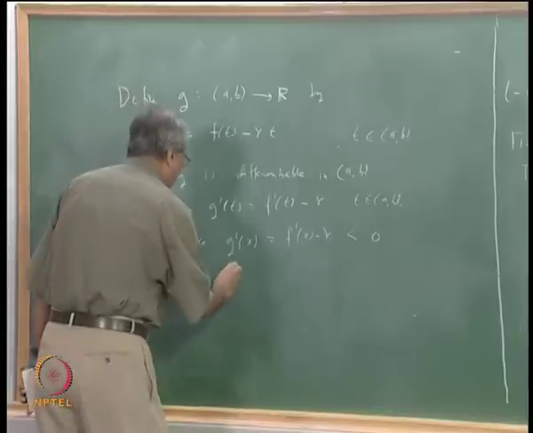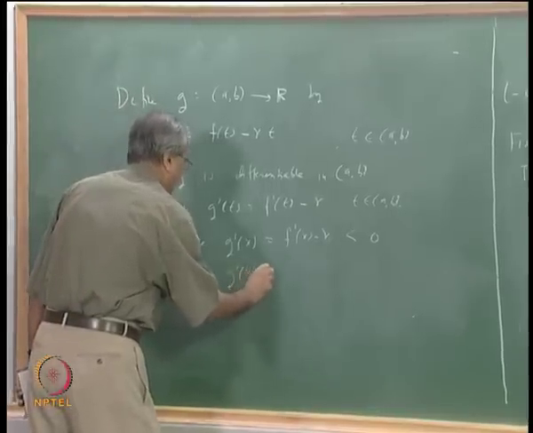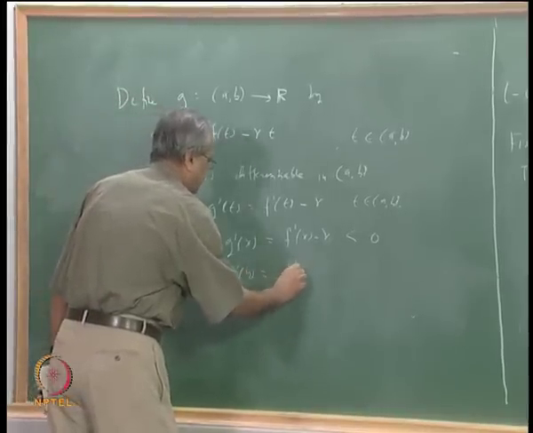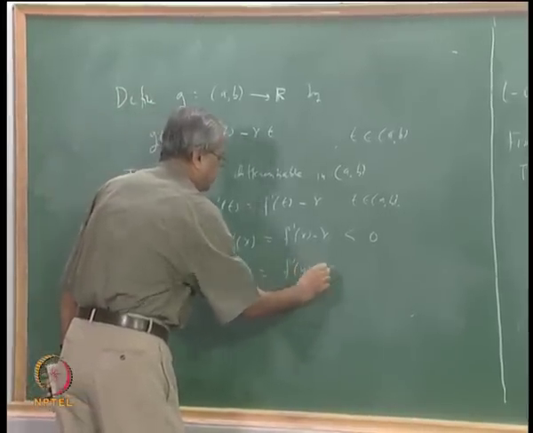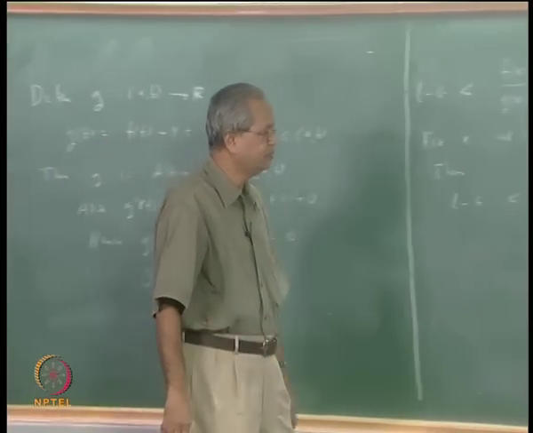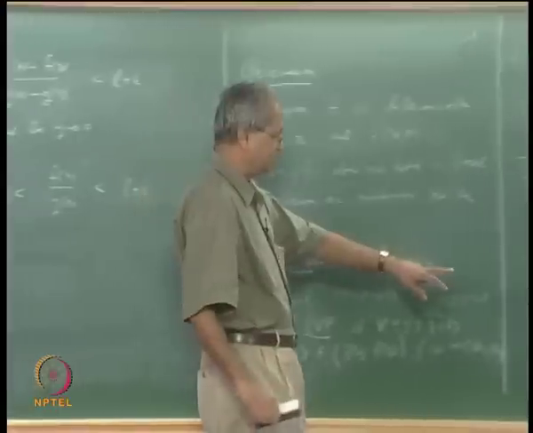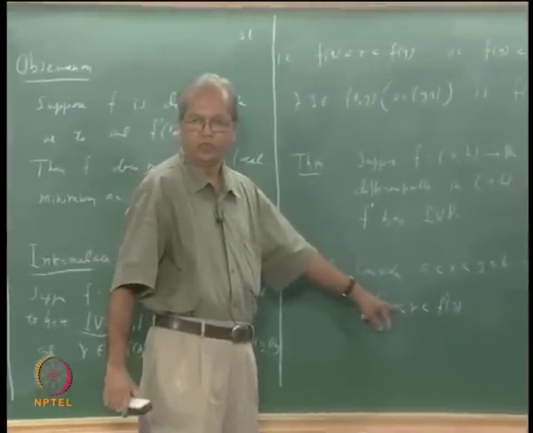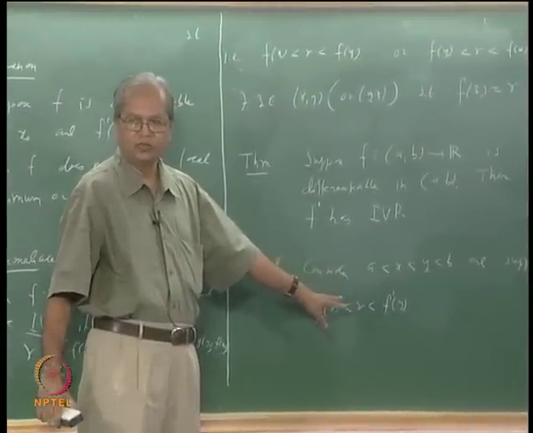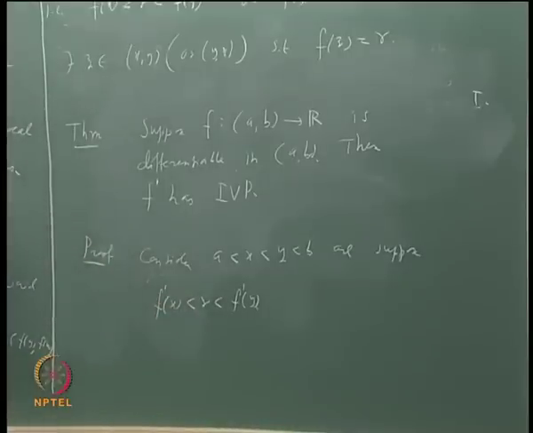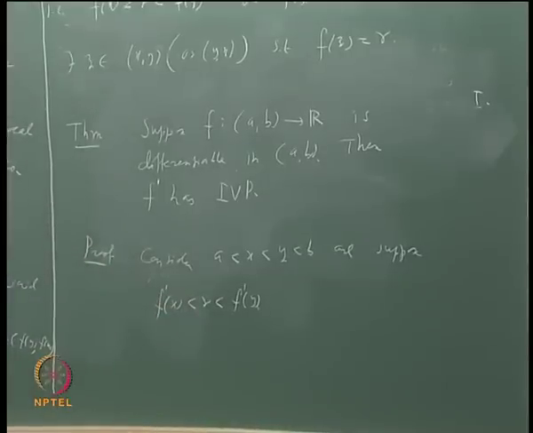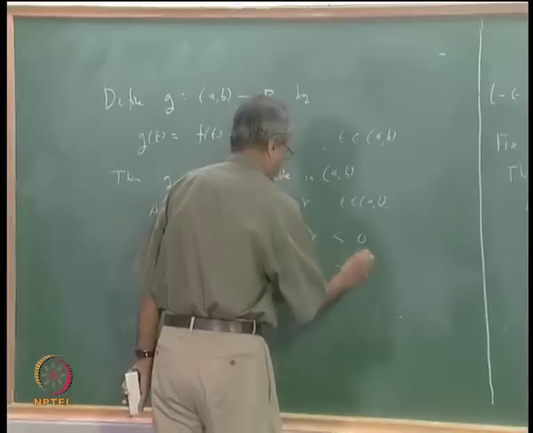What about g prime y? G prime y is f prime y minus gamma. What about this? Gamma is less than f prime y, so f prime y minus gamma must be bigger than 0, right. So f prime y minus gamma is bigger than 0.